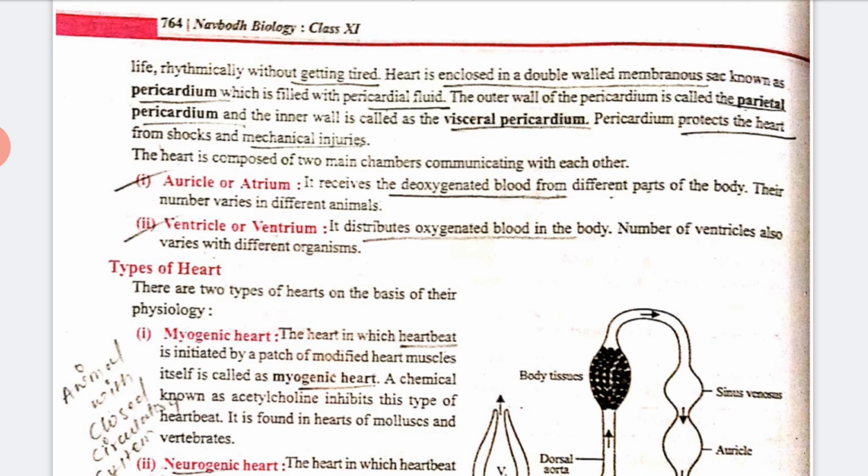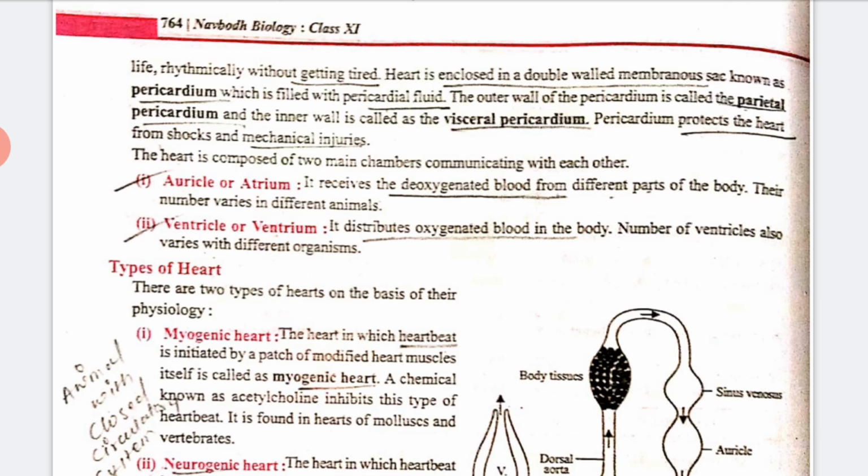The heart is enclosed in a double-walled membranous sac known as the pericardium, which is filled with pericardial fluid. Clear? The outer wall of the pericardium is called the parietal pericardium, and the inner wall is called the visceral pericardium. The pericardium protects the heart from shocks and mechanical injuries.